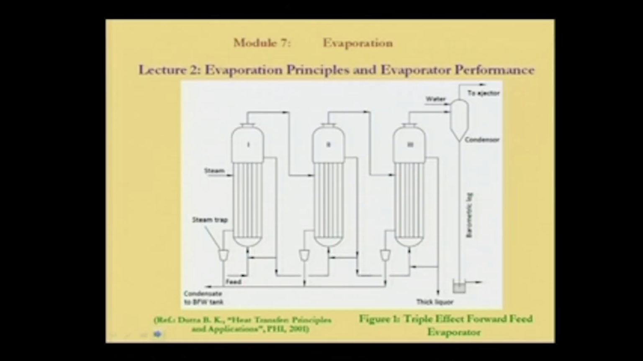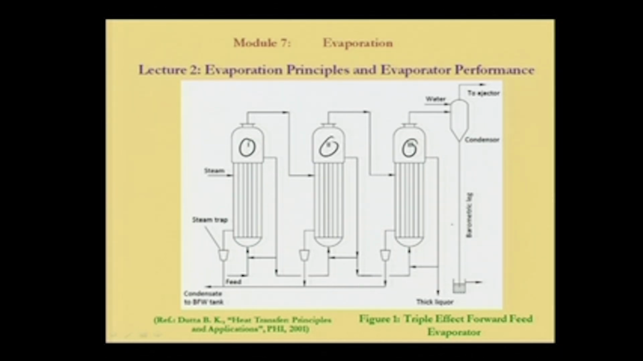So, this is an example of a forward feed. Steam is given here. This is called the first effect, this is the second effect, and this is the third effect. That is a very important thing. The second point is that the feed comes from this region first and then goes like this. So there will be some amount of recirculation; it is basically an example of a typical recirculation evaporator.